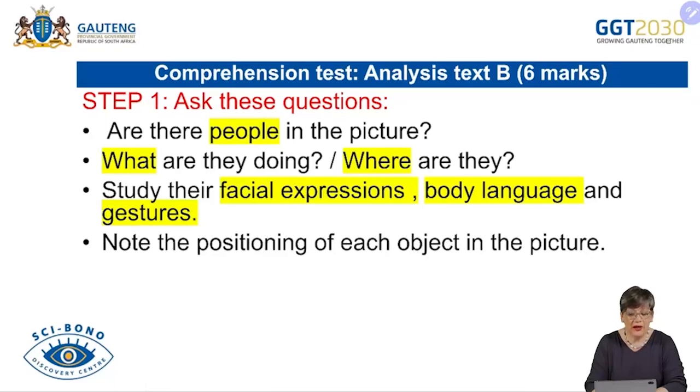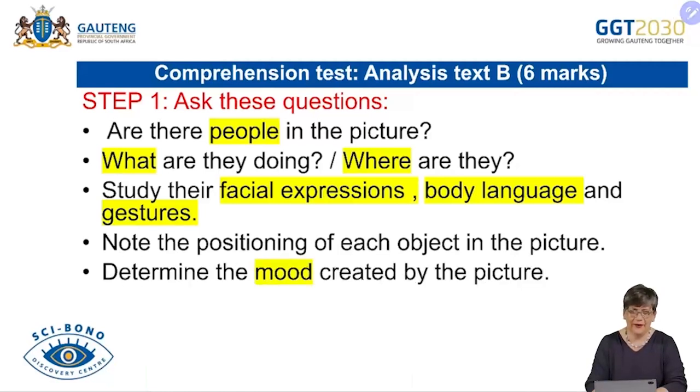Look at where they are positioned. Look at objects in your visual text. Where did they place each object? And you really need to start thinking as to why it has been placed there. Every picture tells a story. And obviously the writer created some kind of mood. See if you can identify it.